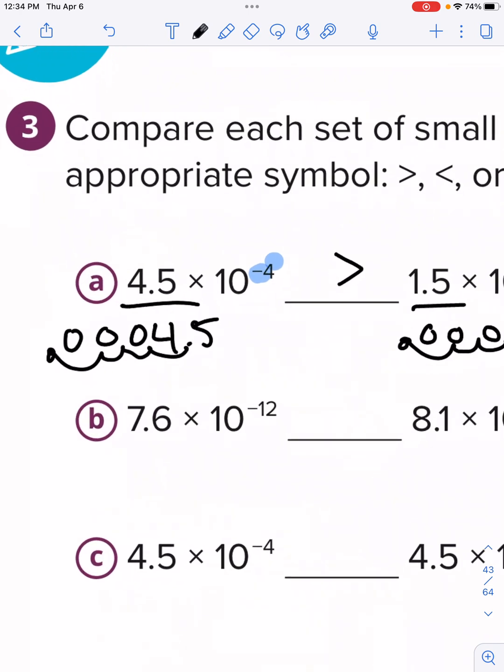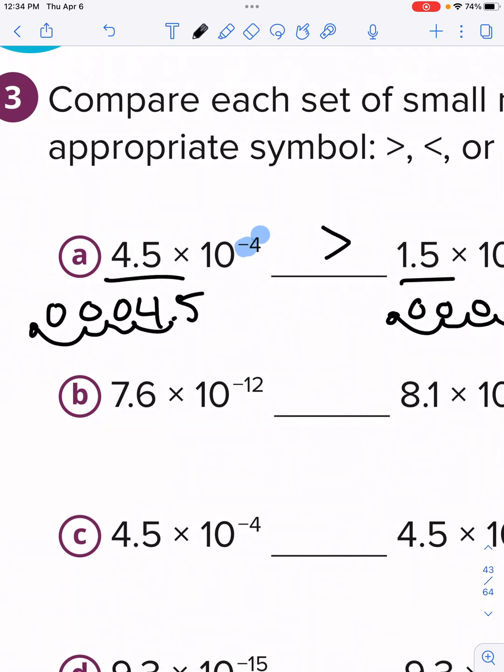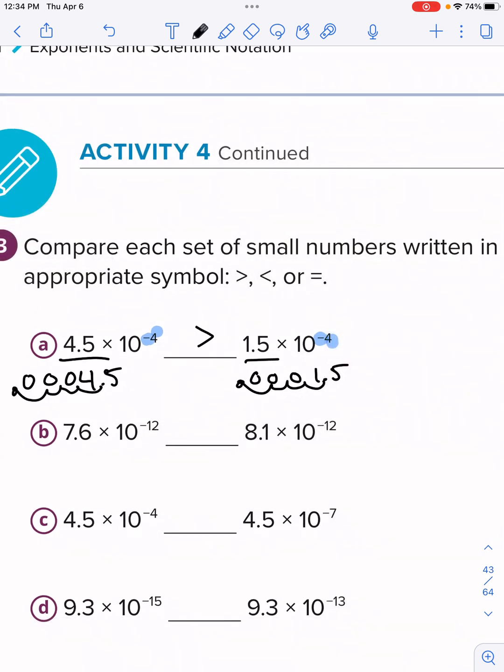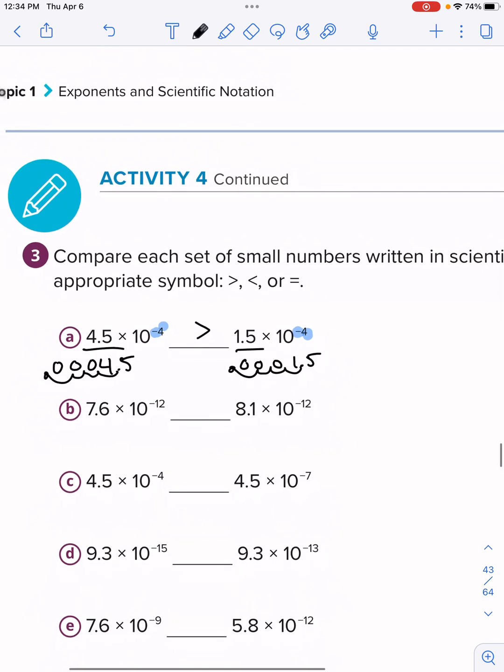All right. What is this? Tens, hundreds, thousands, 10,000s. So this is 4,500 thousandths, and this is 1,500 thousandths. 45 of something is definitely going to be greater than 15 of something. Okay. All right. Next one. This one is less than, because they have the same characteristic. We compare 7.6 and 8.1.